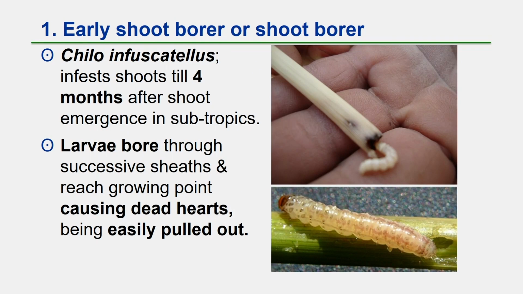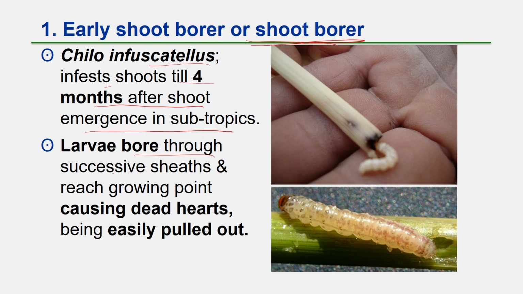We will see detailed symptoms of infestation, what happens to the plant, how they are doing damage, means nature of damage, and how these insect pests can be controlled. We will see one by one. So, first one is early shoot borer, or simply it can be called shoot borer, as the name suggests that it comes at early stage. So, scientific name is Chilo infuscatellus. It infests shoots till 4 months after shoot emergence in subtropics.